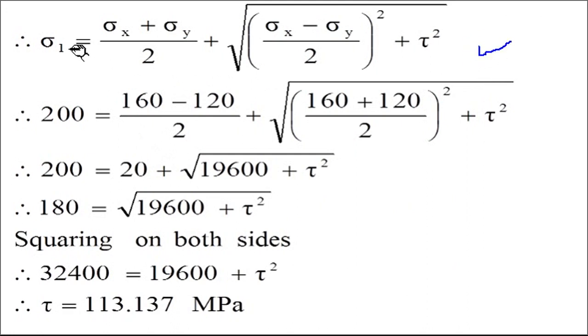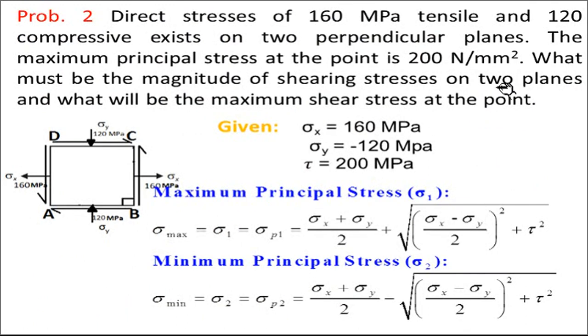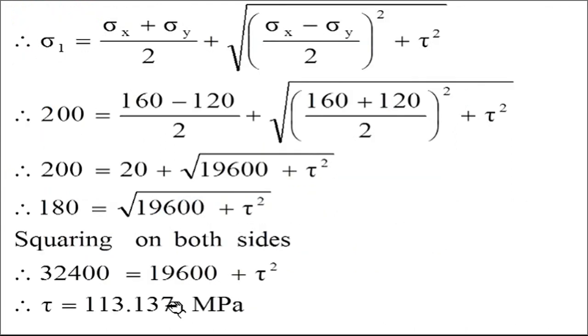Sigma 1 is nothing but (sigma x plus sigma y) by 2 plus under root of ((sigma x minus sigma y) by 2) bracket square plus tau square. So here sigma 1 is given as 200, so put that value as 200. Solve it, here only tau is missing. By solving this you will get the value of tau, that is nothing but the shear stress that we have calculated. What must be the magnitude of shearing stress, and that shearing stress tau we have calculated here.